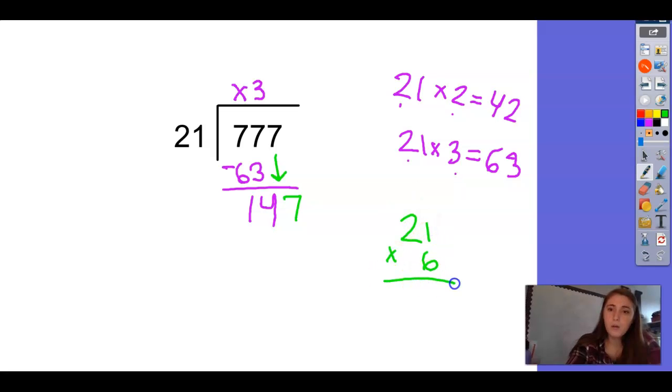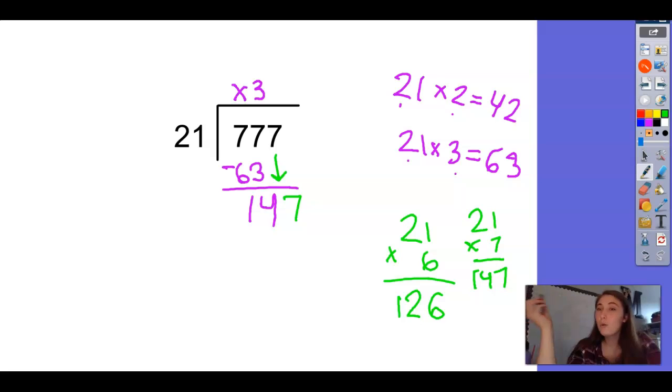Let's see. 1 times 6 equals 6, and 2 times 6 equals 12. So I bring my 2 and my 1. Oh, that's pretty close. Maybe I could try 7 just to be sure that I can't do any more. So I have 21 times 7. 7 times 1 is 7, and 2 times 7 is 14. Oh my gosh, that gives me my 147.